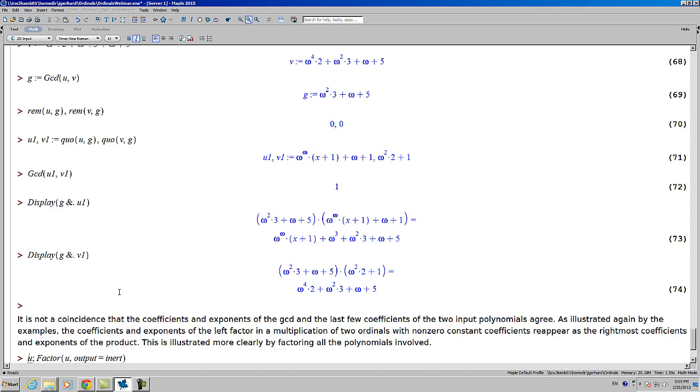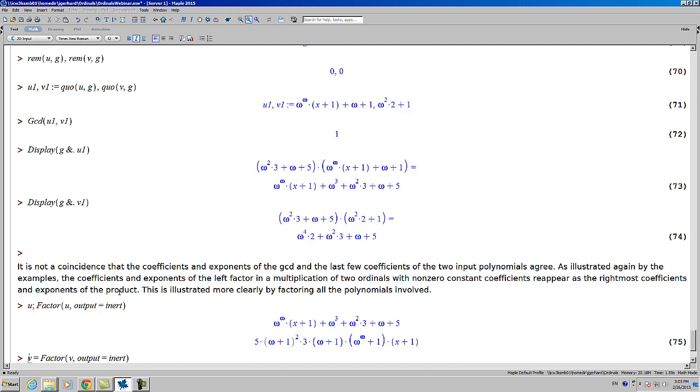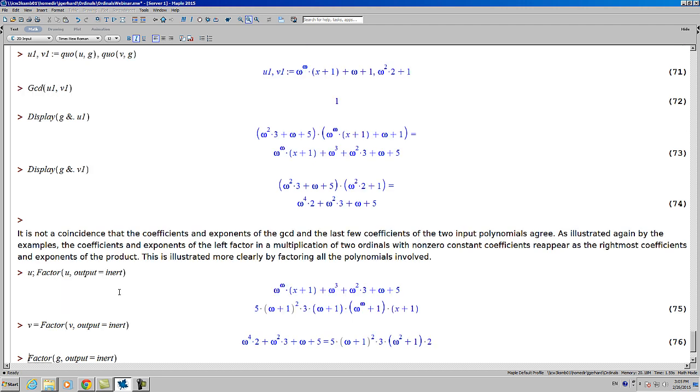I already mentioned that the coefficients and exponents on the right of the GCD and of all of the input polynomials agree, and this is a general rule. And since we have GCDs, we can also factor. So here's a factorization of the two input ordinals u and v. And what happens when you factor, we've already seen before in an example: if you multiply two ordinals, then the coefficients basically get switched.